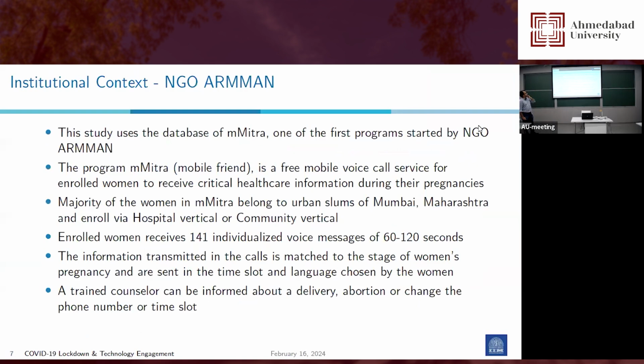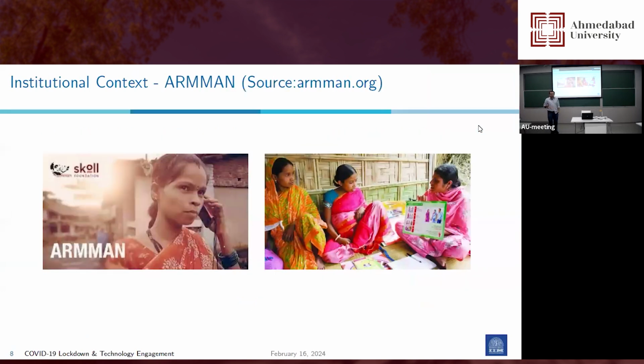They started this program called M-Mitra, which is Mobile Phone Mitra, and the NGO is called Armman. So what they do is as follows: they work around Mumbai. They identify very poor women in the neighborhood, those who cannot directly go to doctors and consult them. And she's a gynecologist, so this whole Armman project focuses on the gynecological problems of women.